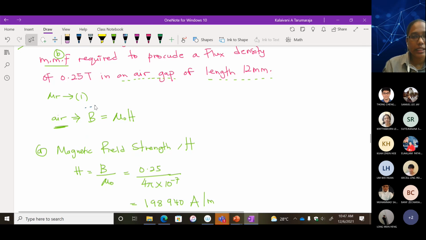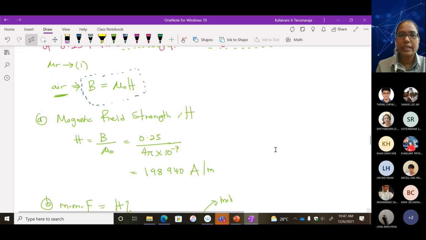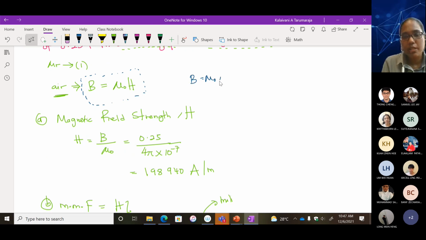In the next slide you will see the concept of this permeability, the way they relate B with H. This formula, just take note of the way they calculated. Remember, this actually represents B equal to the absolute permeability times H.